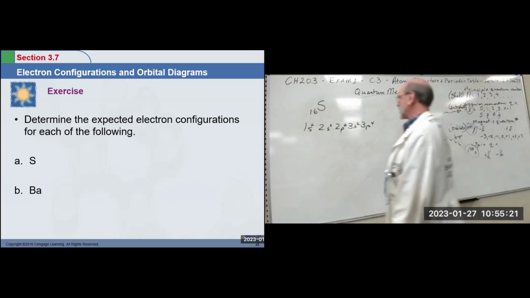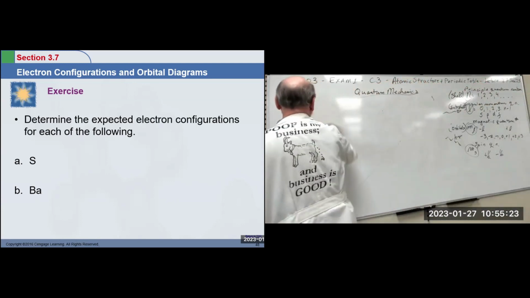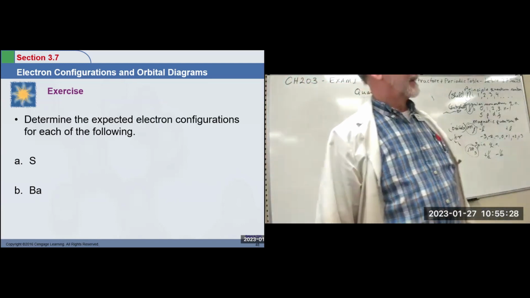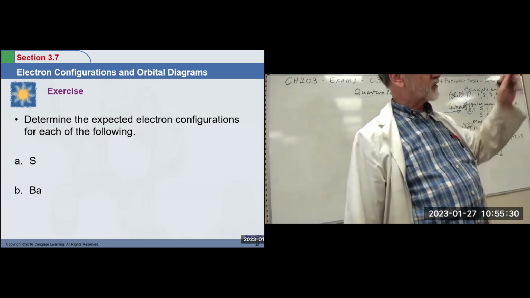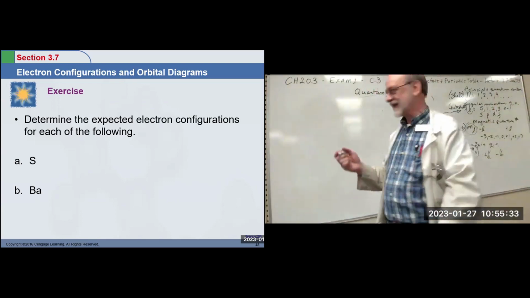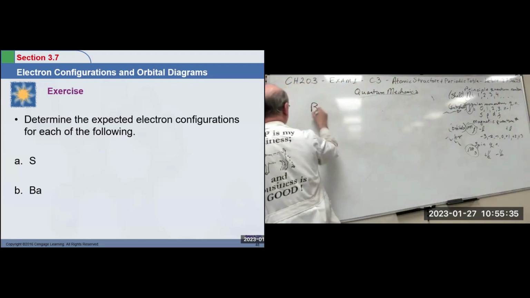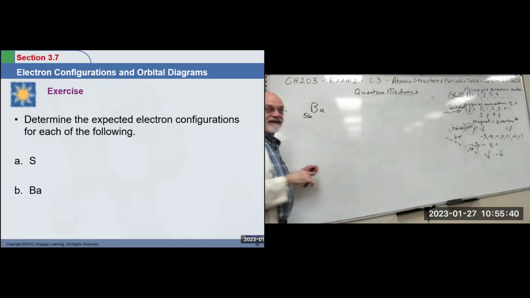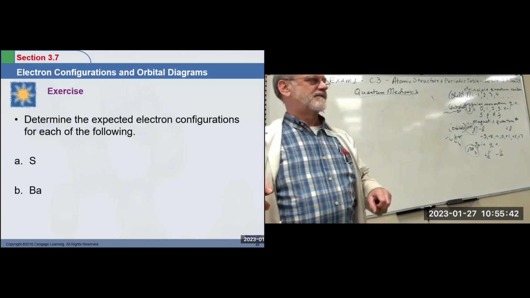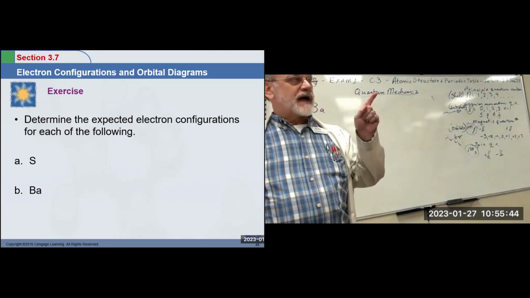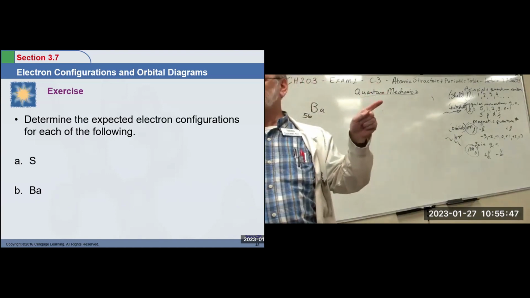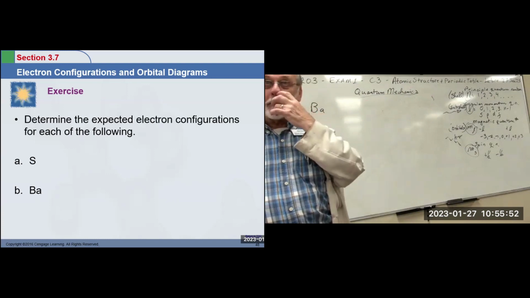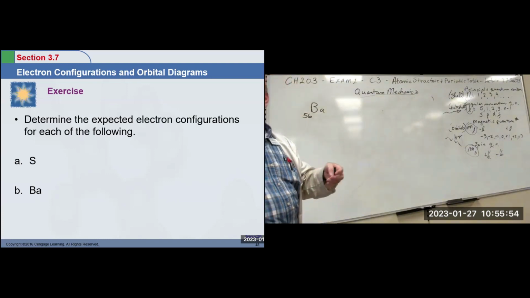Okay, the next one is a monster. Barium. Where's barium? Look on the left-hand side, way down toward the bottom. Yeah, barium's got 56. Okay. I'm going to show you a shortened version. I'm going to show you the long hand, and then I'm going to shorten it, so it'll make it easier to draw the configuration. Okay.